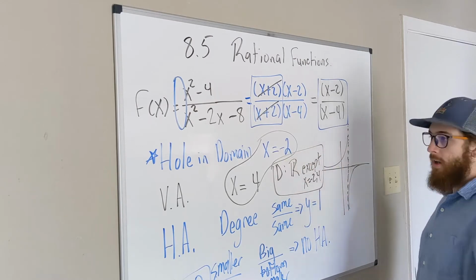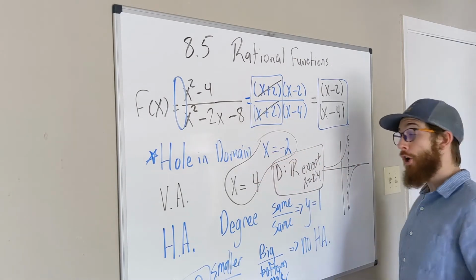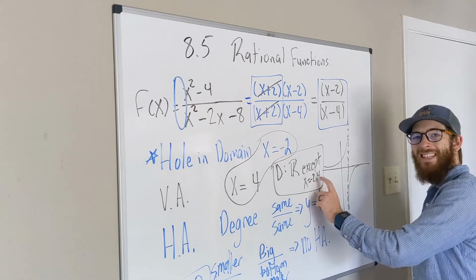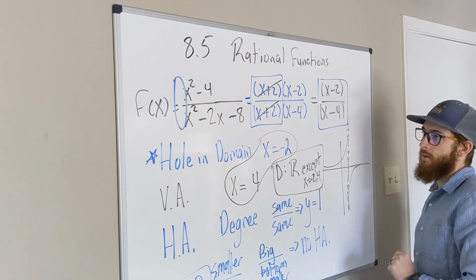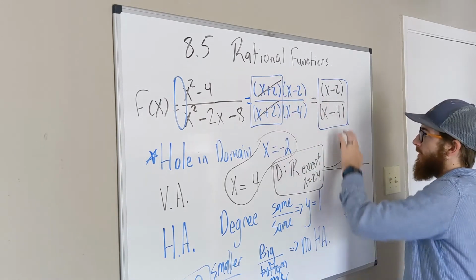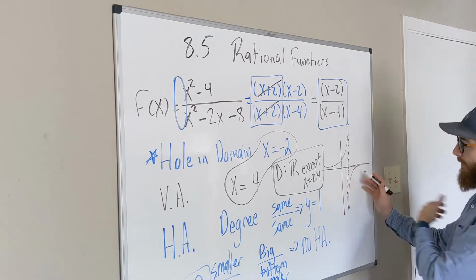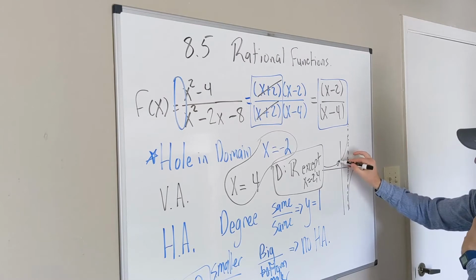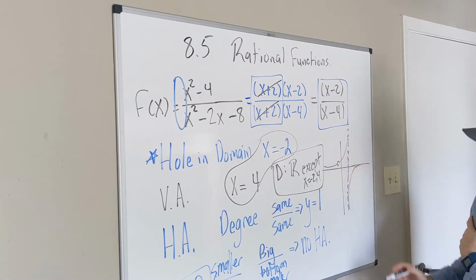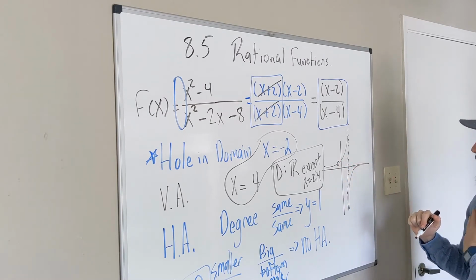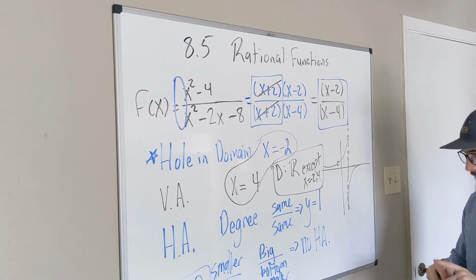Okay, so remember, where the hole and the vertical asymptote occur, that's where our domain does not exist. Okay, why? These canceled. This is undefined. So those two things. And so if I was going to graph that here, this would be 4, and there would be a hole at -2. Okay? So let's do another example.